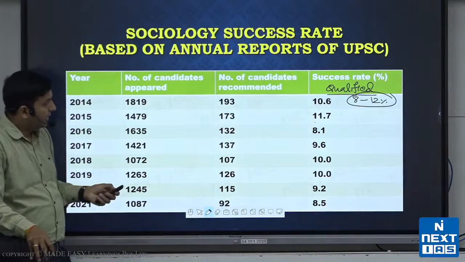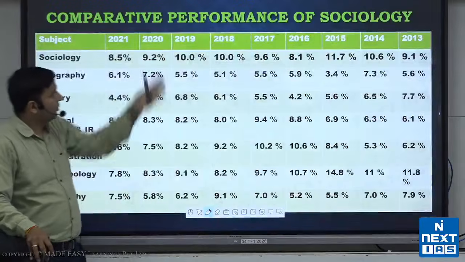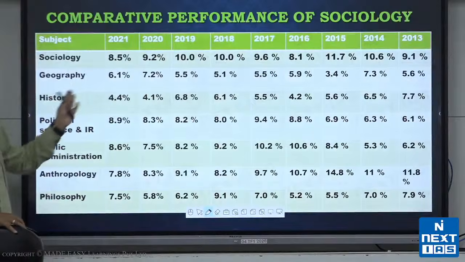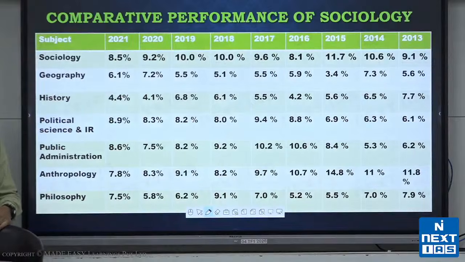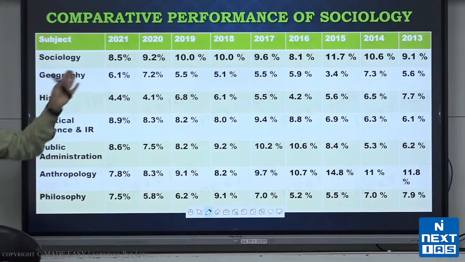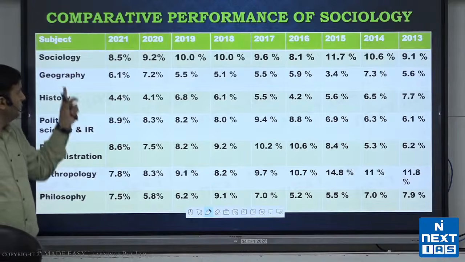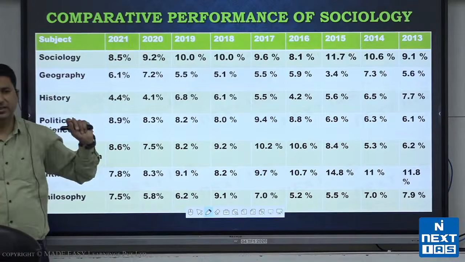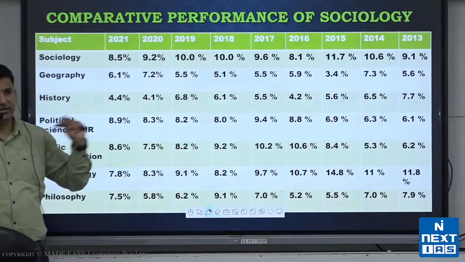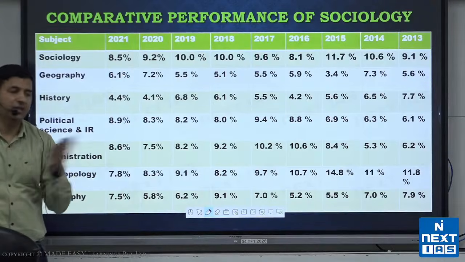है ना? Again, if I ask you to see it in other optional subjects, there is a lot of fluctuation. किसी समय 3% रहा, किसी समय 7%, 8% हो गया, किसी समय 2% रहा, 8% हो गया, 9% हो गया. So it is very uncertain. Sociology in all is having a consistent selection or success rate. That is why sociology is an evergreen optional subject.